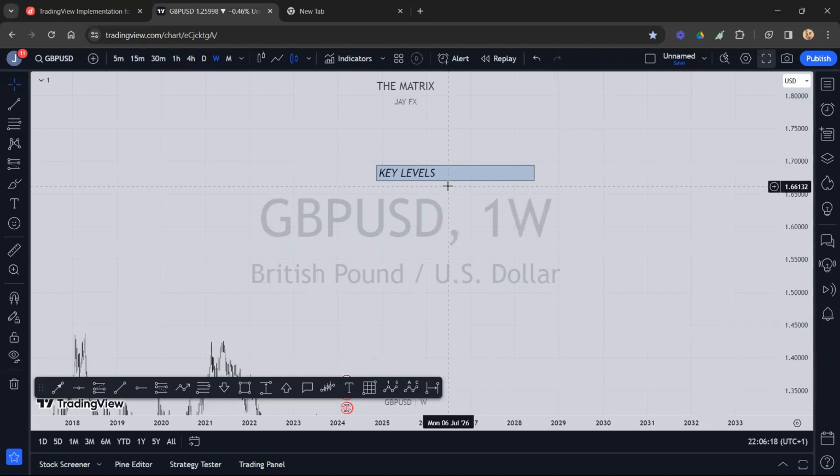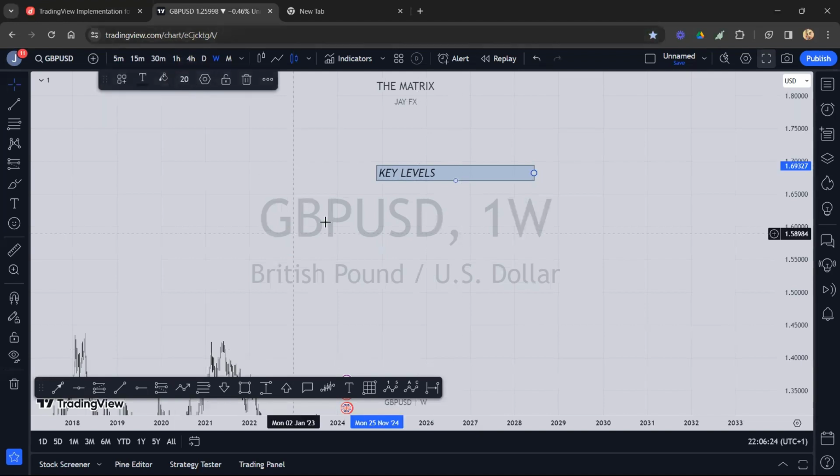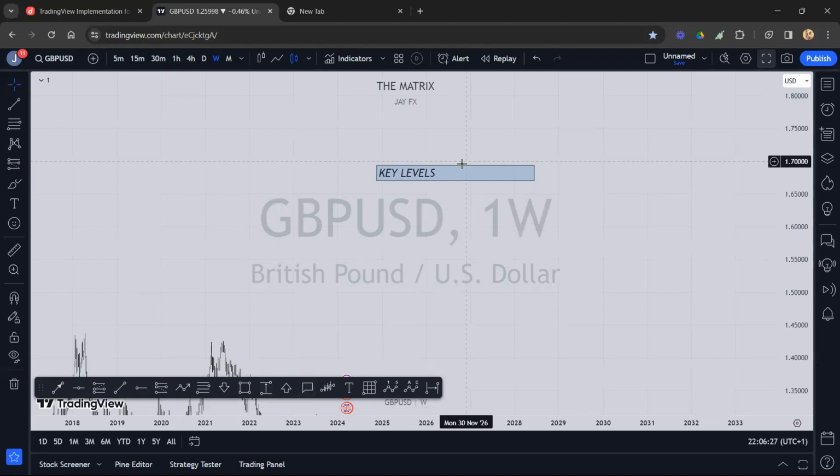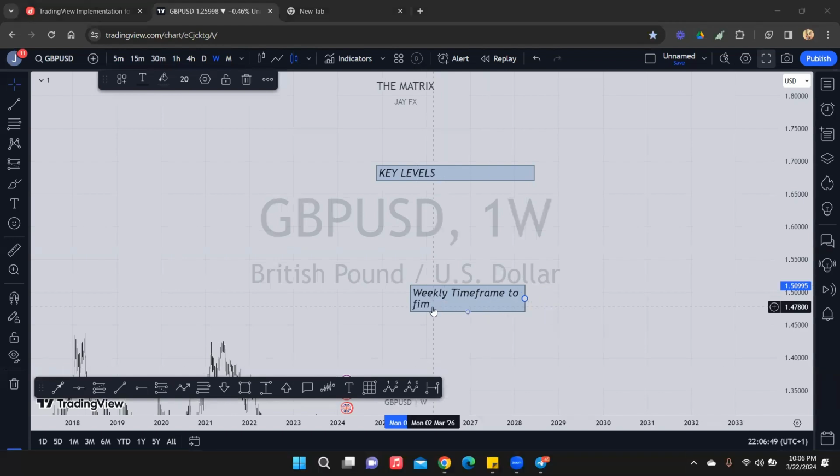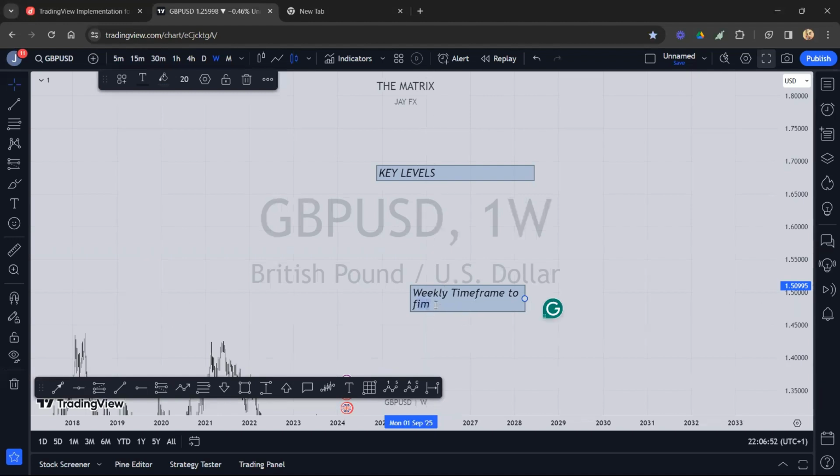Now, identifying your key levels, it works with time frame. What time frame do you use to find your key levels? You use the weekly time frame. Now, let's put this down: the weekly time frame, find key levels.